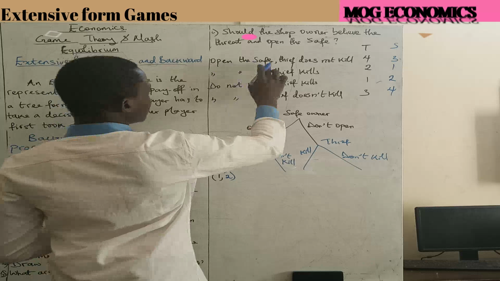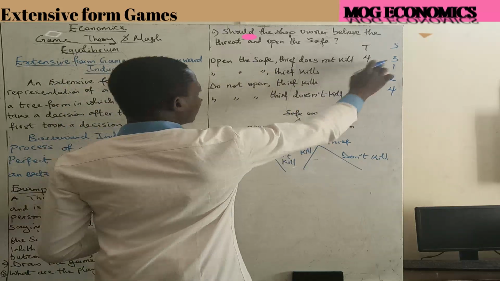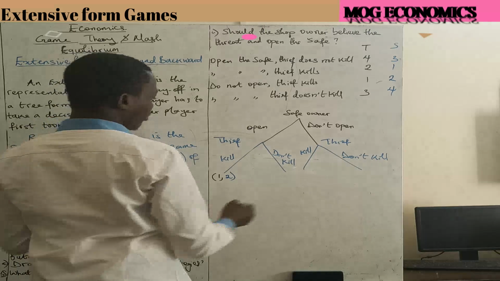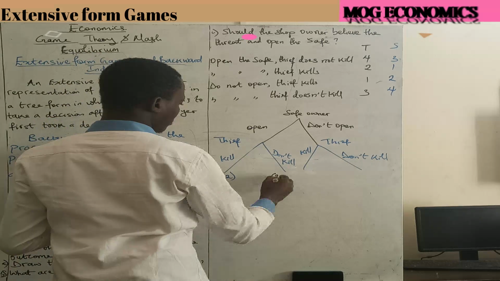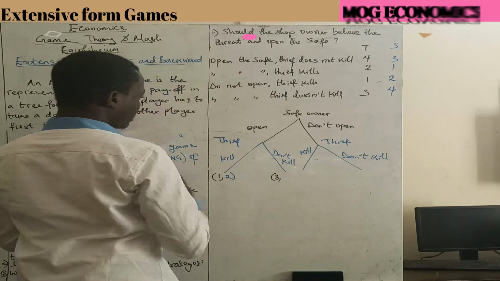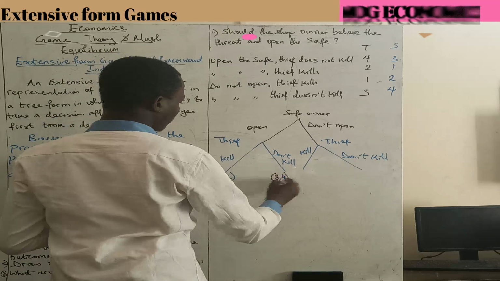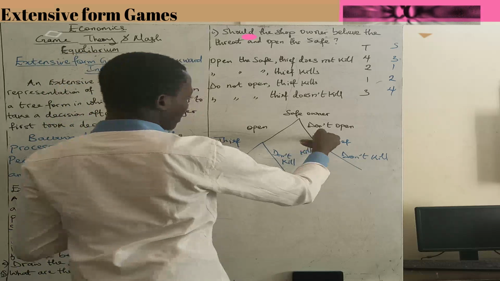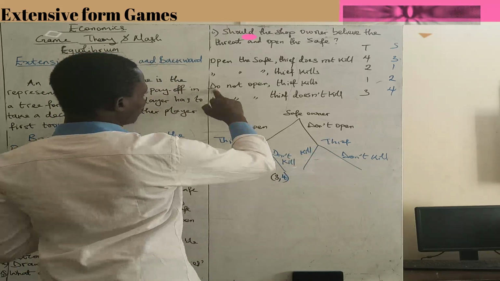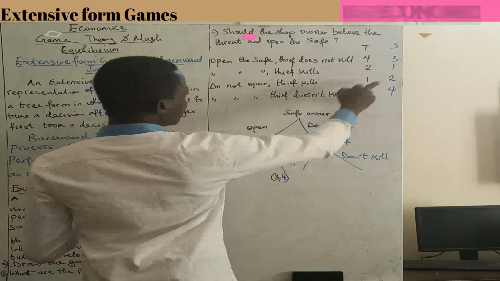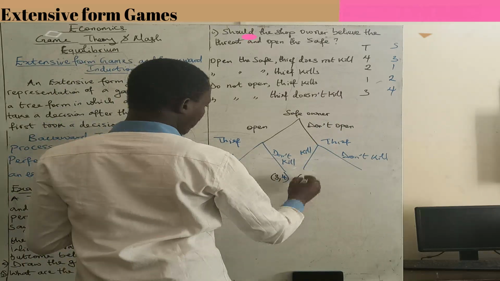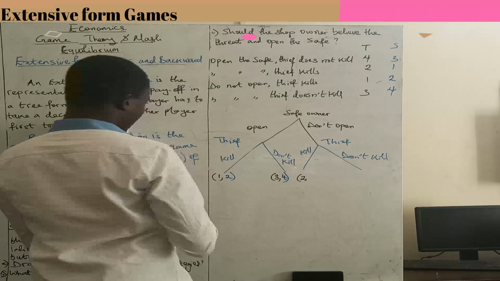The safe owner opens the safe and the thief does not kill. So the safe owner gets 3 and the thief gets 4. The safe owner gets 3, comma, and the thief gets 4. Okay. So if the safe owner does not open the safe and the thief kills, safe owner gets 2 and the thief gets 1. Safe owner is going to get 2, comma, and the thief will get 1.